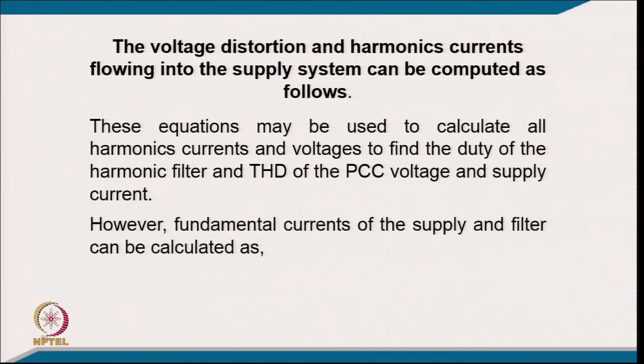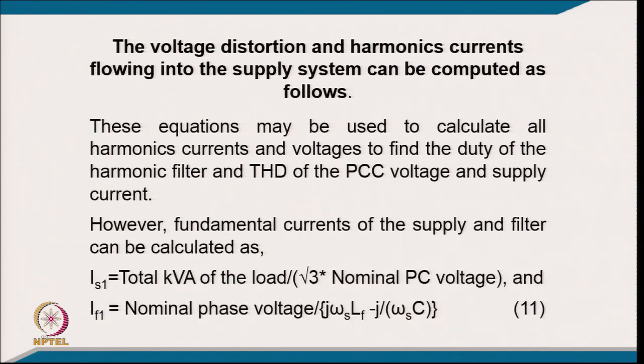However, the fundamental currents of the supply and filter can be calculated. IS1, the fundamental current, can be calculated as the total kVA of the load divided by √3 times the nominal PCC line voltage. Similarly, the filter fundamental current can be calculated from the nominal voltage and the impedance of the filter, giving how much it is flowing into it.